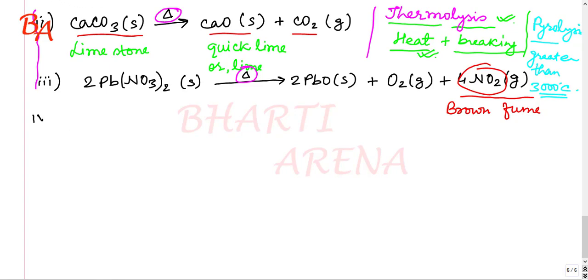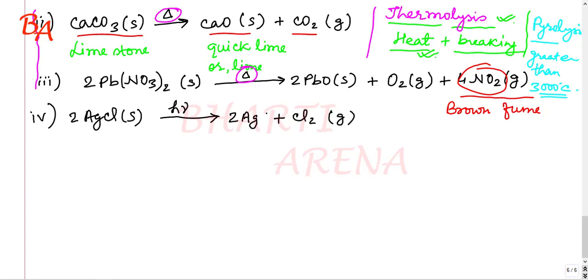Now we will see the next example, silver chloride. It is in the solid form. In sunlight, it will be decomposed into silver plus chlorine. This chlorine is a gas and this silver is a solid. Here color is also important. Silver chloride is of white color and silver is of gray color.